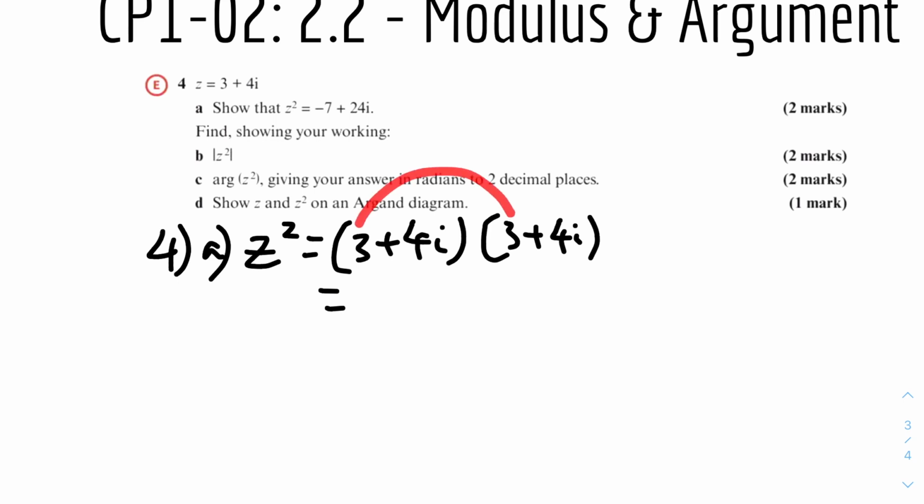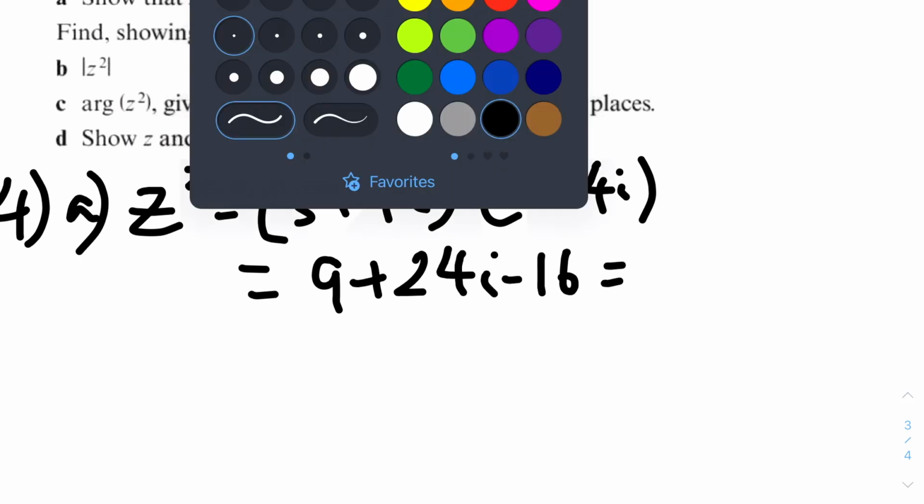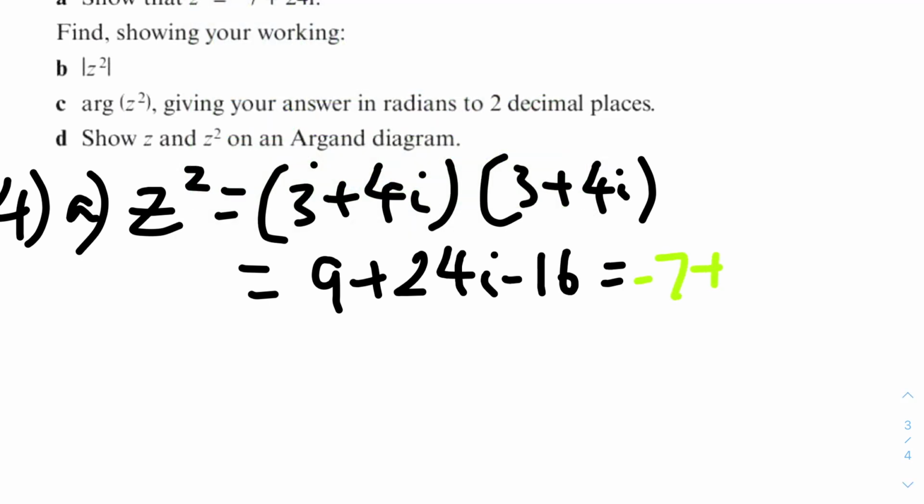It's basically this term times this term, and so on, and then do the sum of them. 3 times 3 is 9, and 3 times 4i is 12i. And this is another 12i, so 12i plus 12i is 24i. This term times this term is 4 times 4, which is 16, but i times i is minus 1, so minus 1 times 16 is minus 16. Therefore, this gets us minus 7 plus 24i, and that's the answer.